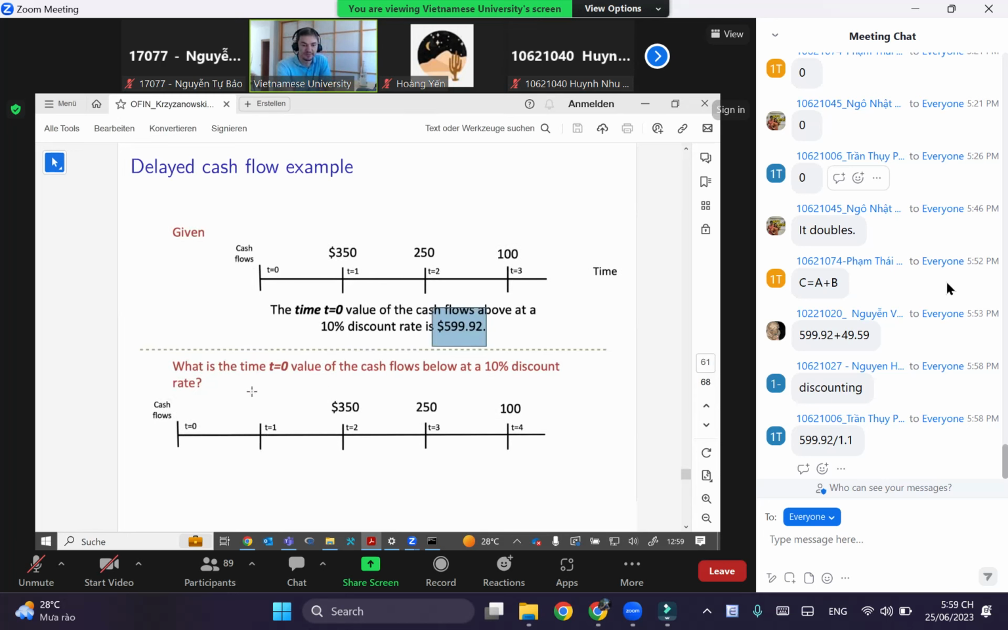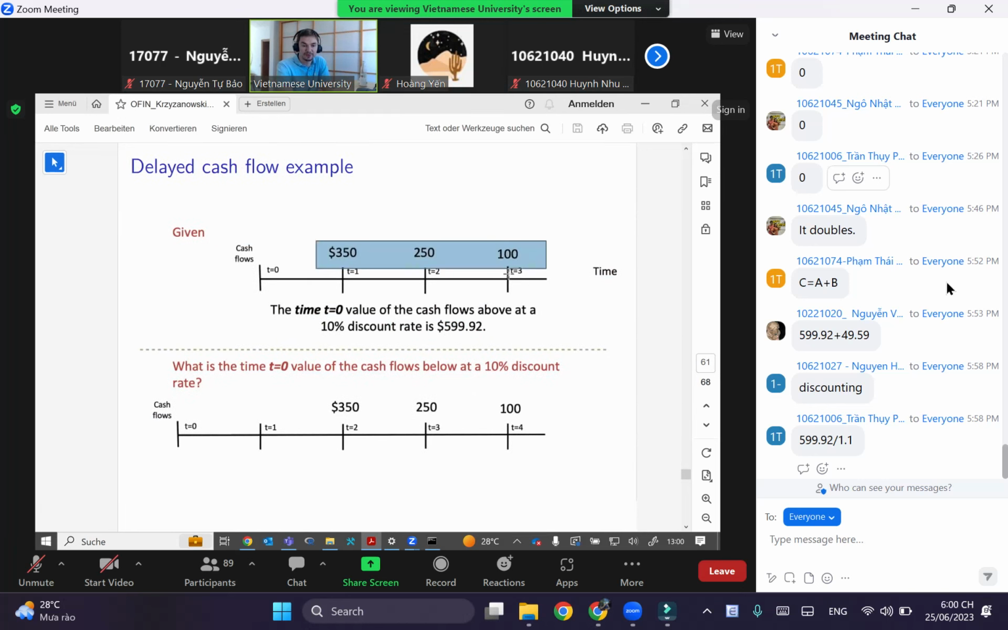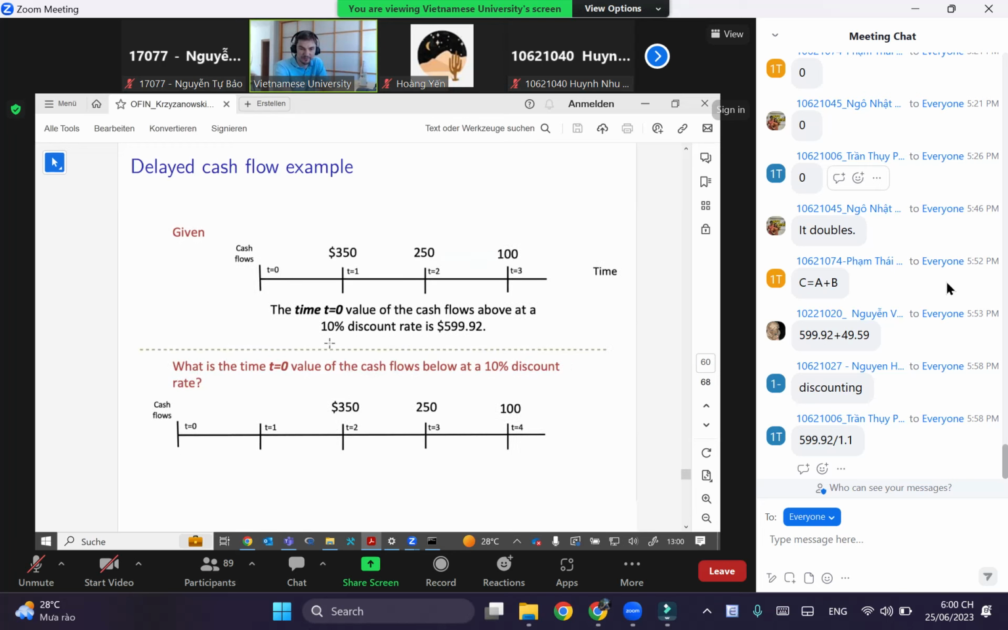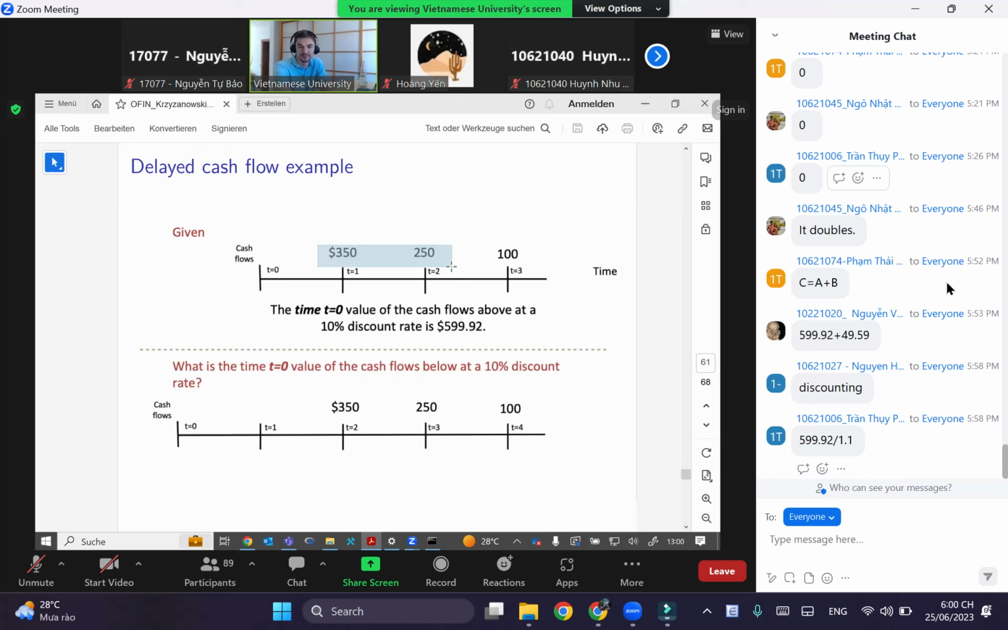However, there might also be a different scenario. Suppose now that we have the 350 not obtained in T equal 2, the 250 in T equal 3, and the 100 in T equal 4. But suppose that we obtain the 350 in period 1, 250 in period 2, and 100 in period 3. The time 0 value of this cash flow would again be 599.92.